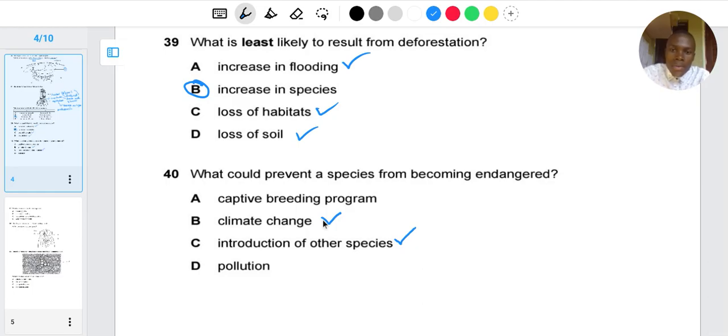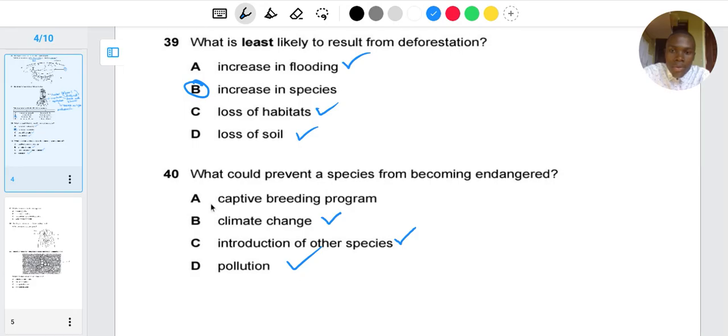But when it comes to introduction of other species, let's say for example, the Kafue National Park has a lot of antelopes, then you introduce a lot of lions, meaning you have more predators than prey. The prey are the antelopes, and the predators are the lions. As a result, the antelopes are going to be endangered. Then pollution is self-explanatory. It can be air, land, as well as water pollution. If water is polluted, the river is going to be contaminated, and the animals are going to be affected.